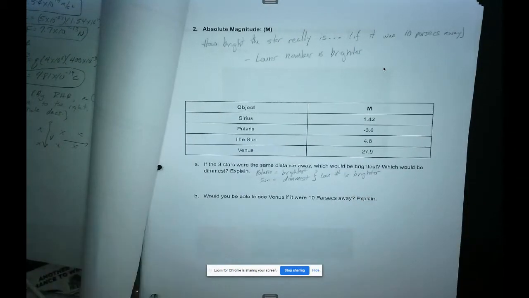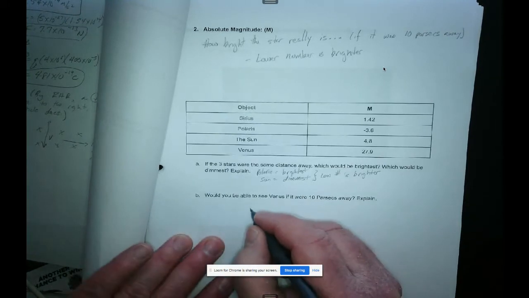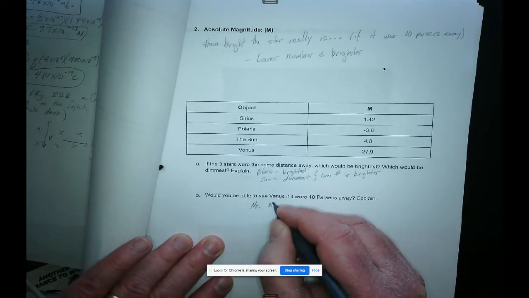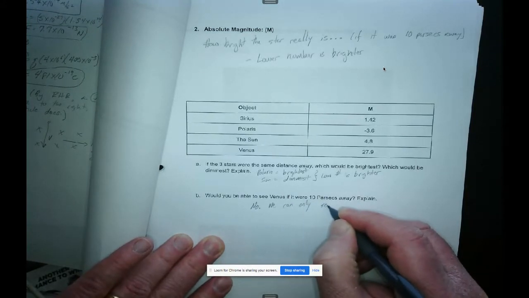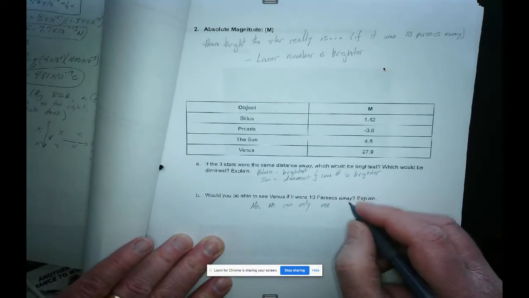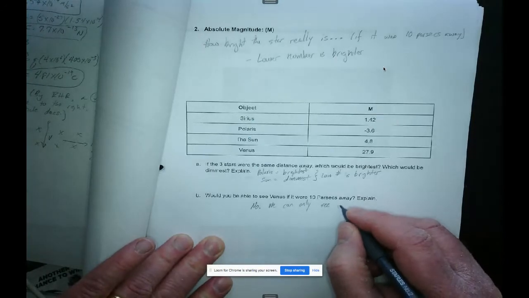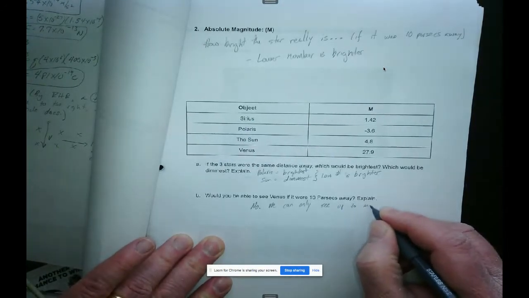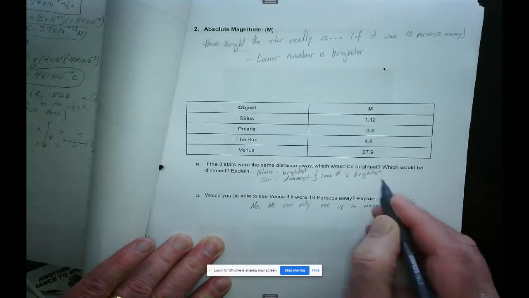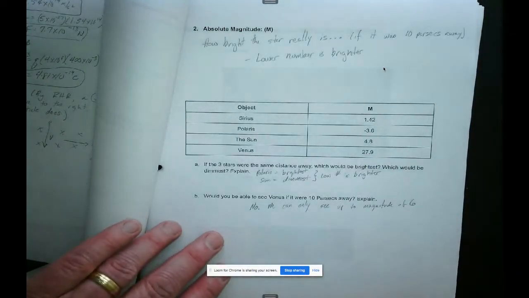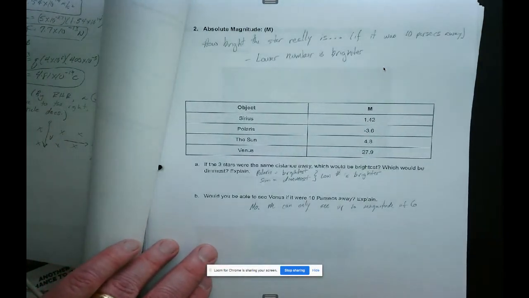Okay, and would you be able to see Venus if it was 10 parsecs away? No. We can only see up to a magnitude of 6. This is way above 6, so we can never see it with our naked eye.